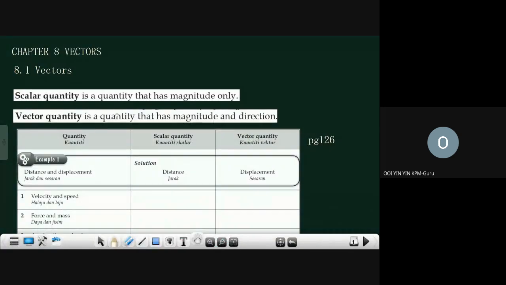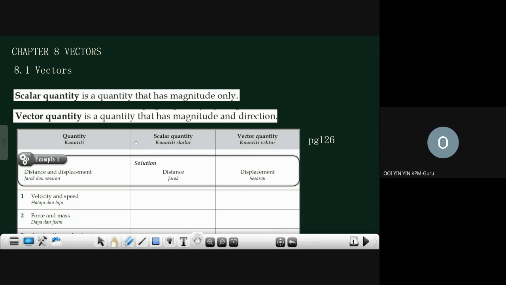Okay, our chapter today, chapter 8, vectors. As I told you before, this vector, I'm sure that you already learned in physics, right? Now here we have two types of quantity. One is called scalar quantity. Scalar quantity is a quantity that has magnitude only. Magnitude, that means a value. For example, speed, you have the magnitude, like 70 kilometer per hour. The 70 is actually your magnitude.